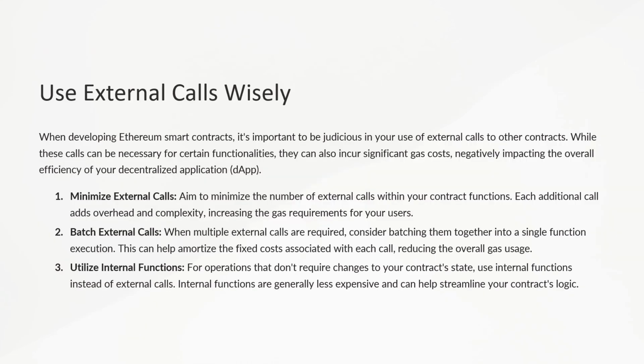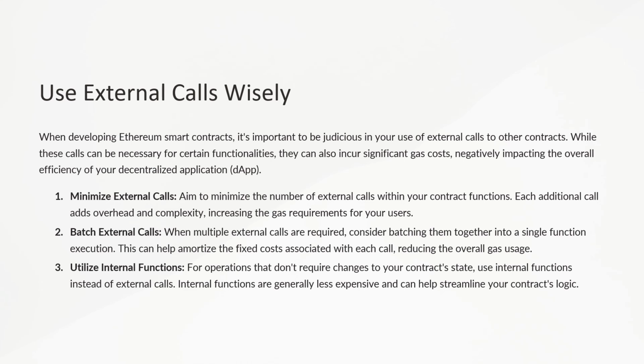When developing Ethereum smart contracts, it's important to be judicious in your use of external calls to other contracts. While these calls can be necessary for certain functionalities, they can also incur significant gas costs, negatively impacting the overall efficiency of your decentralized application. Aim to minimize the number of external calls within your contract functions. Each additional call adds overhead and complexity, increasing the gas requirements for your users.